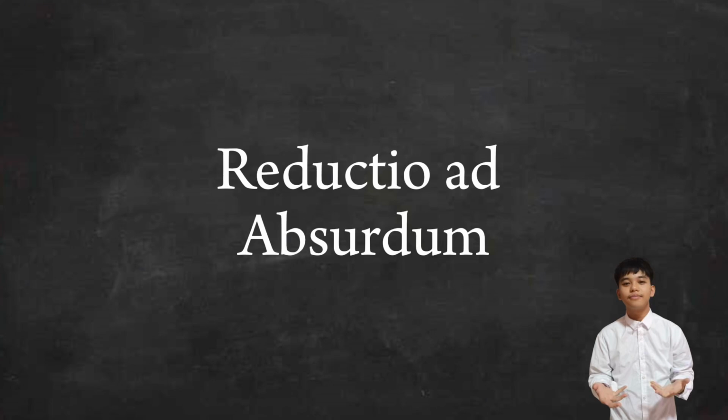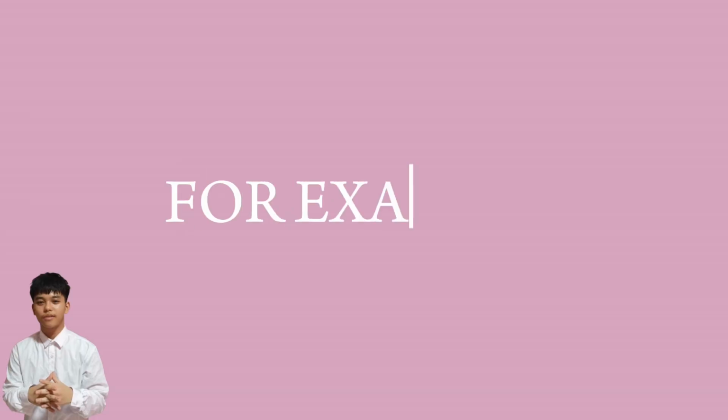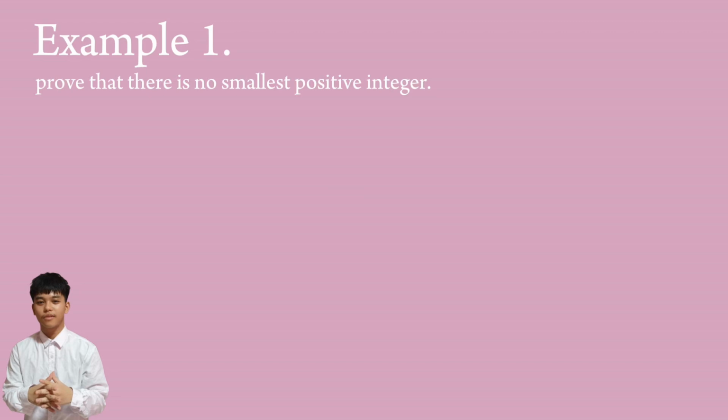So number 5, reductio ad absurdum. Reductio ad absurdum is often called proof by contradiction. It is a logical method used to prove the truth of a statement. It involves assuming the opposite of the statement and showing that this assumption leads to a contradiction. So for example, prove that there is no smallest positive integer.